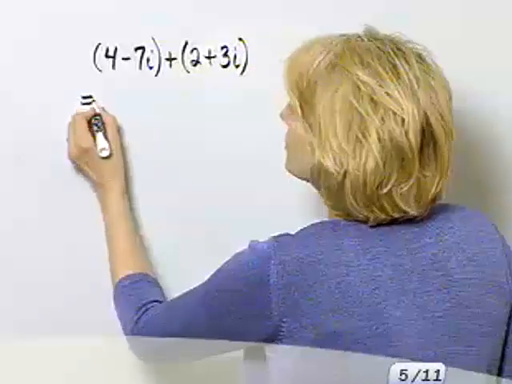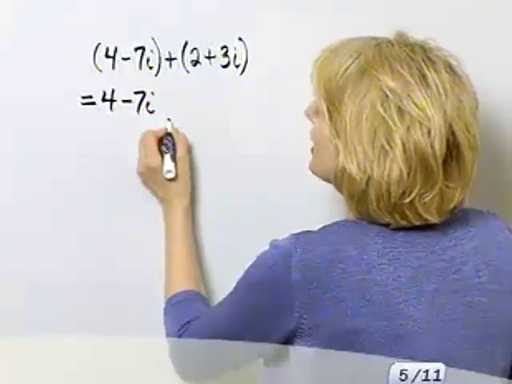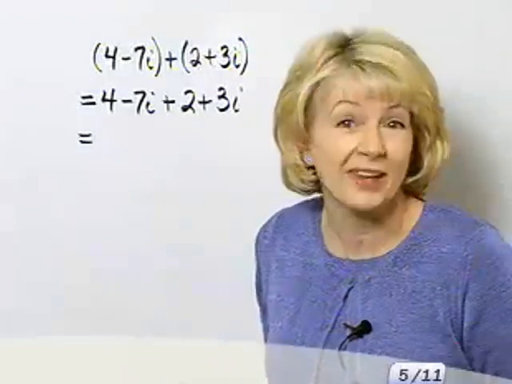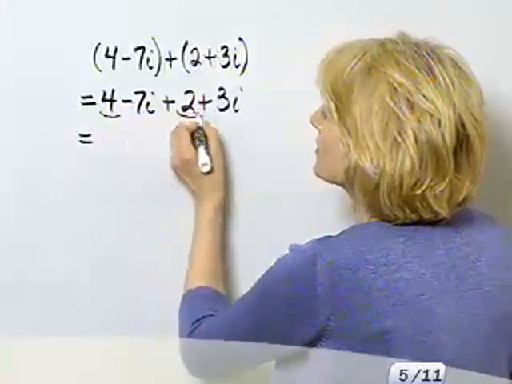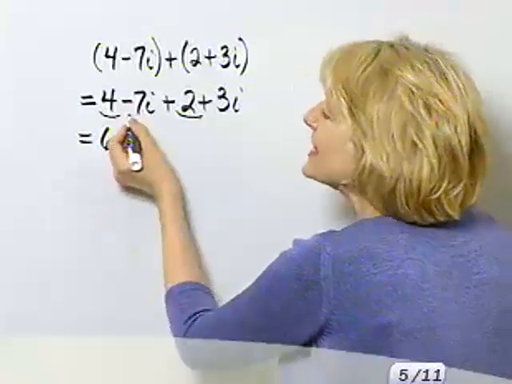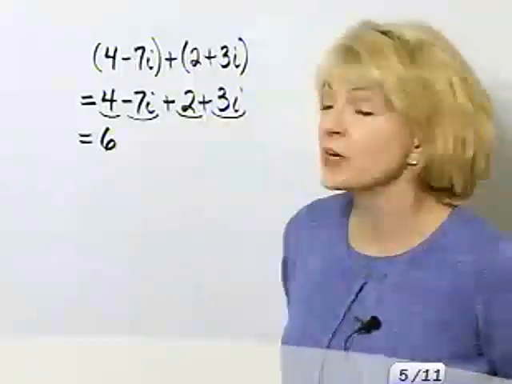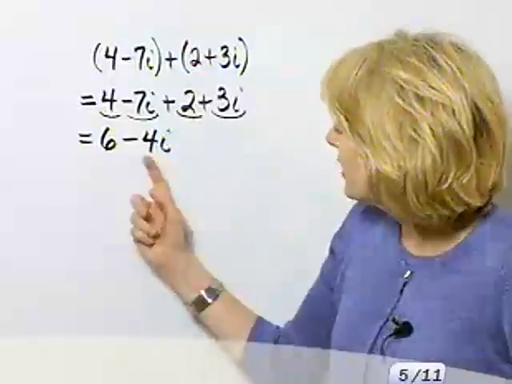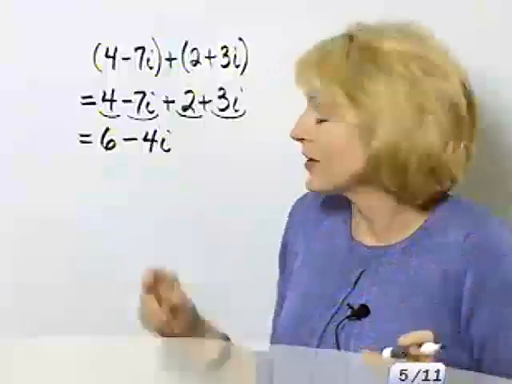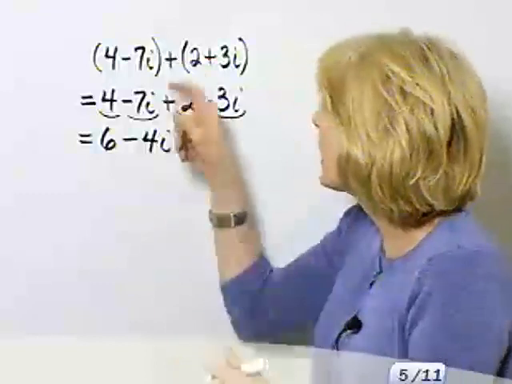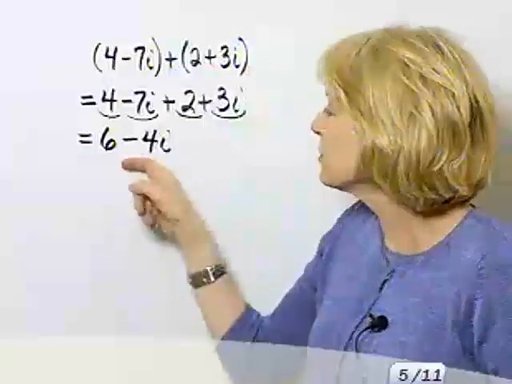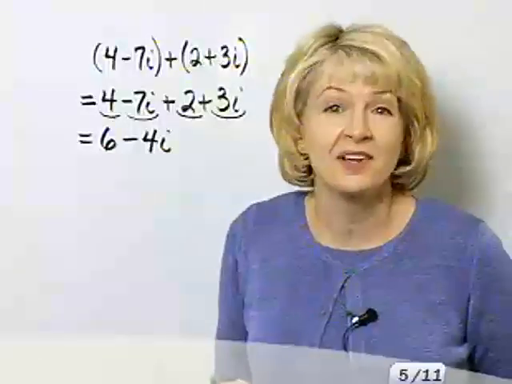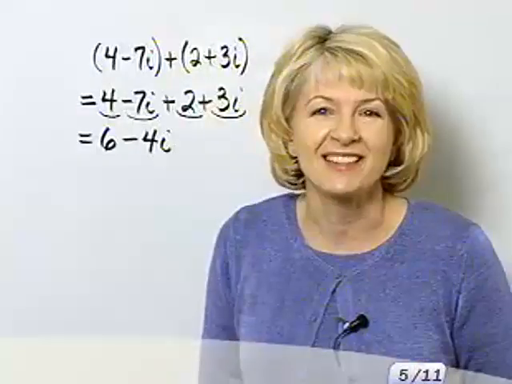So let's just take off parentheses for 4 minus 7i plus 2 plus 3i, and then look for like terms. 4 plus 2 is 6, and then negative 7i plus 3i, that's negative 7 plus 3, and that's negative 4i. And these are, if you want to think of it this way, kind of unlike terms. So here I have a complex number plus a complex number. The sum is a complex number. It will work that way every single time. So I've added complex numbers.